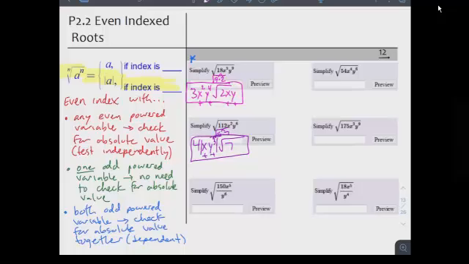Okay, and I want you to try the last example right below that. There's the case where it's 1 even and 1 odd. So I want you to try simplifying that, please. All right, so when I look at this, again, even index means you have to consider absolute values. I have 1 even, 1 odd, so I'm going to test for the even. I don't need to worry about the odd.